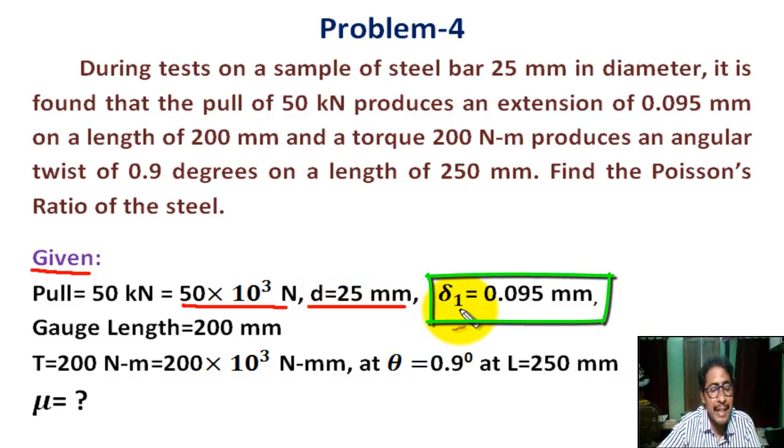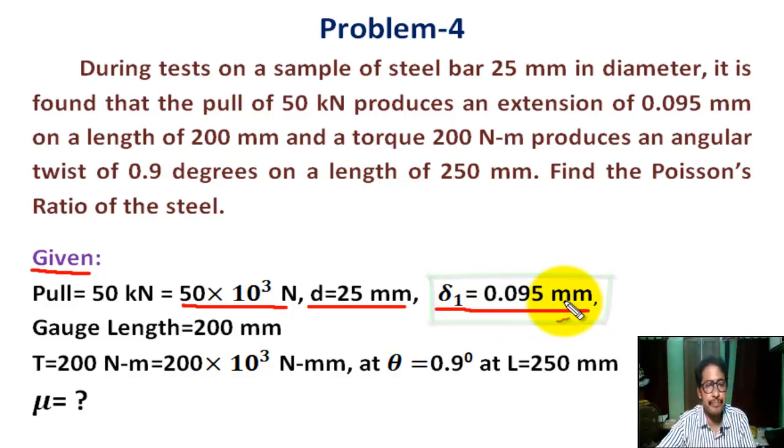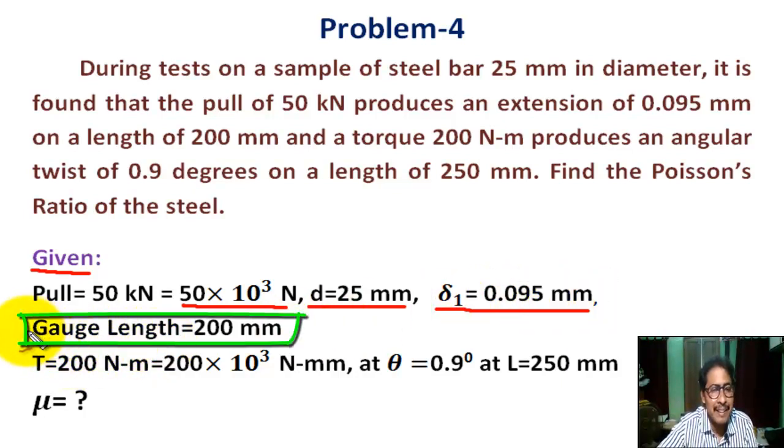Delta l means extension or increase in length equal to 0.095 millimeter. Gauge length equal to 200 millimeter. Gauge length means measured length for test within which the experiment is done.